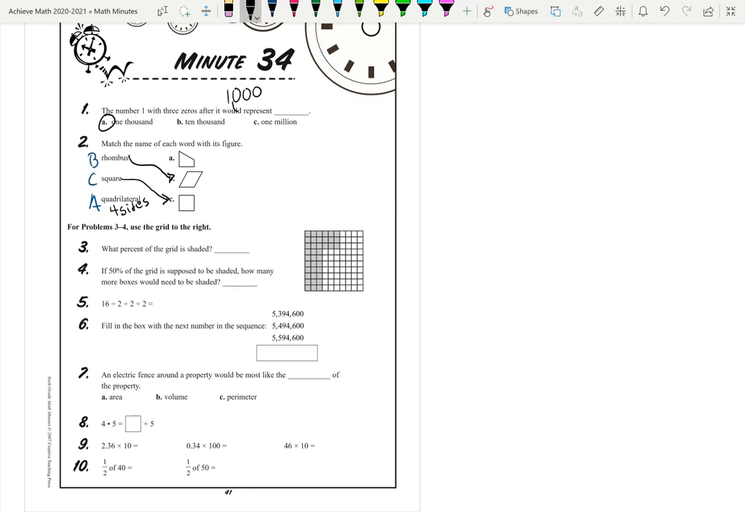Continue on. What percent of the grid is shaded? Well, the grid is out of 100. The reason I know is it's a 10 by 10. 10 times 10 is 100. How many are in there? So you count rows. This is going to be 10, 20, 30, 33, 36, 39. And a percent is always out of 100, but just with the percent sign instead.